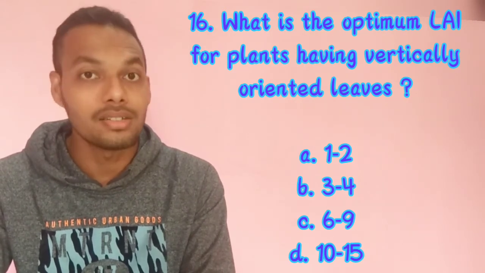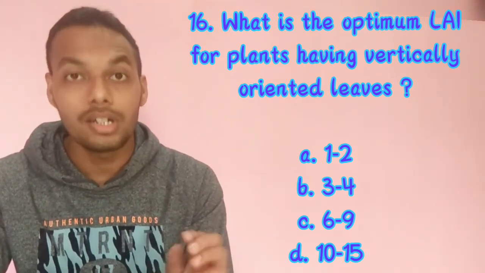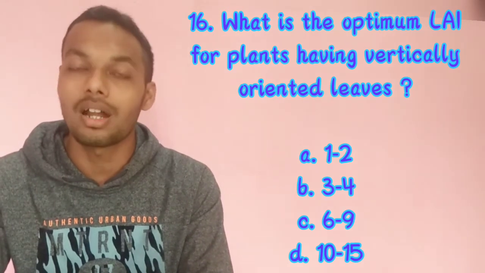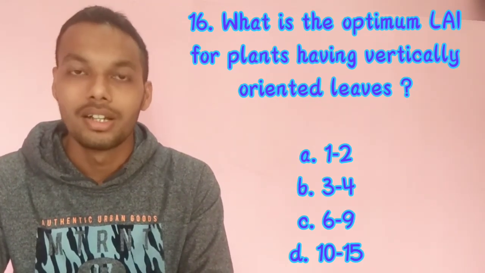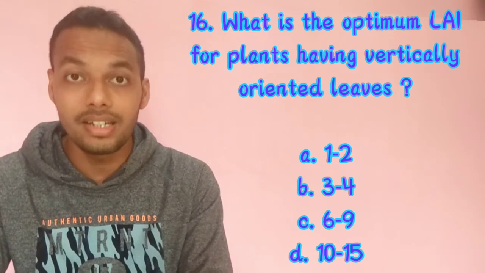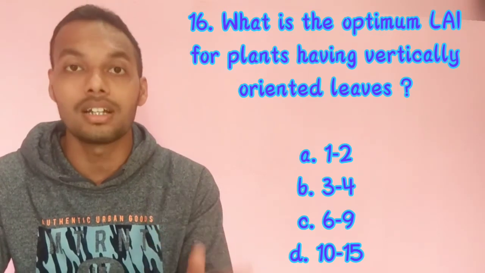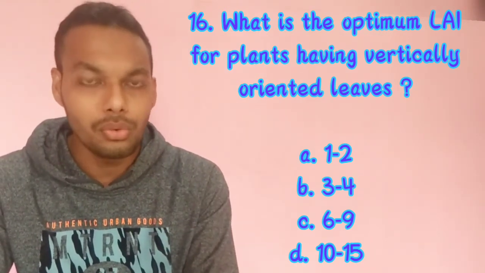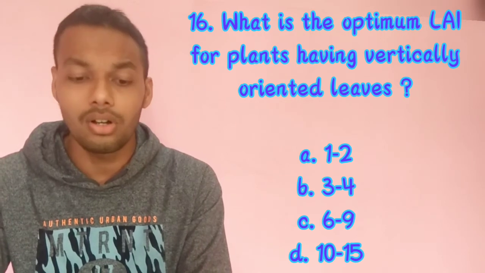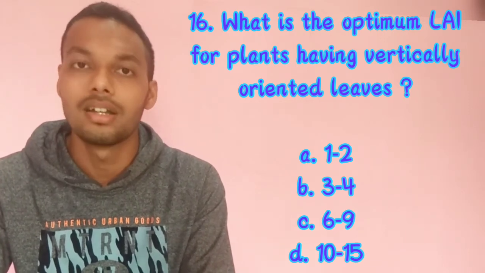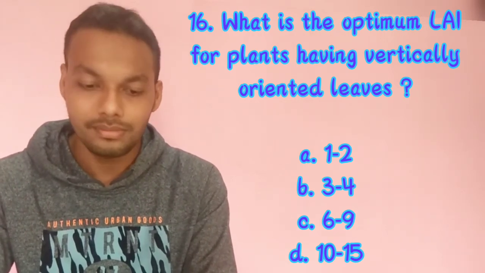There are certain plants having vertically oriented leaves and certain plants having horizontally oriented leaves. So what is the optimum leaf area index for the plants having vertically oriented leaves? Is it 1 to 2, or 3 to 4, or 6 to 9, or 10 to 15? Get me the right answer.